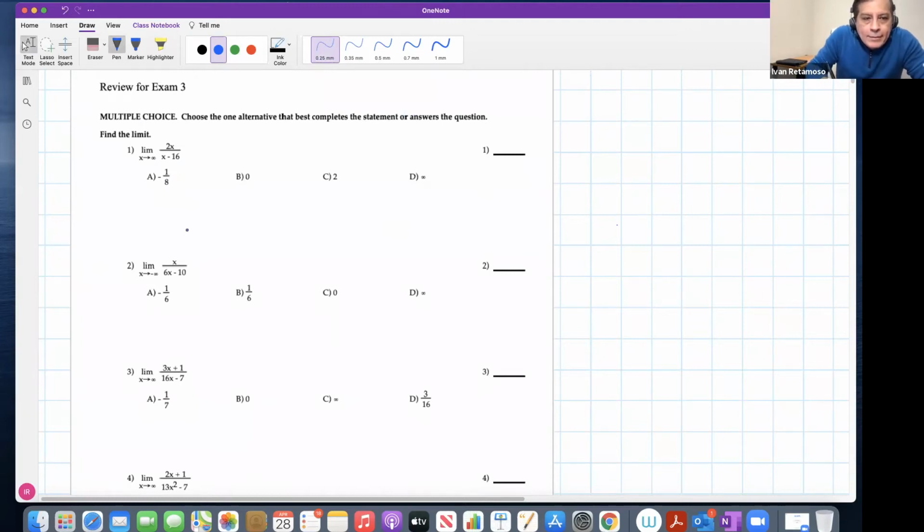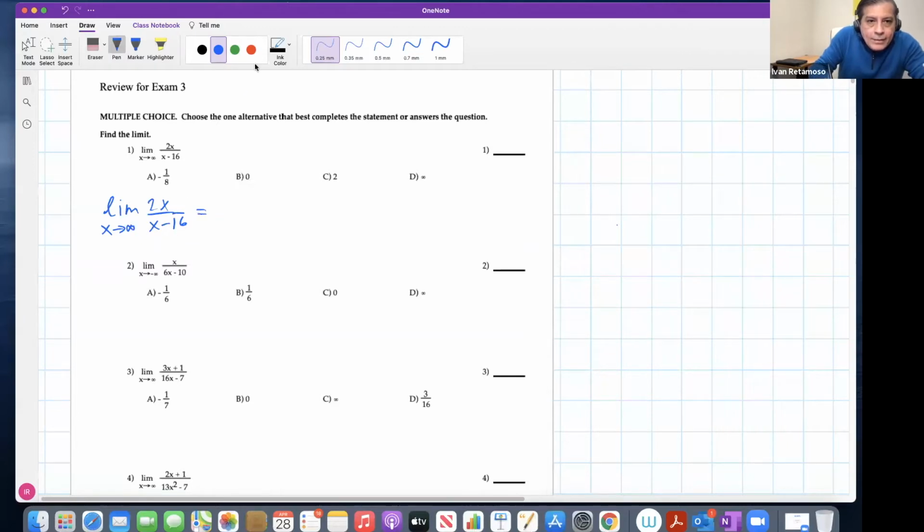So here we have the first problem of review. They want you to compute this limit, okay? The limit of 2x over x minus 16 as x approaches infinity, right? Now we set up this method, this procedure.